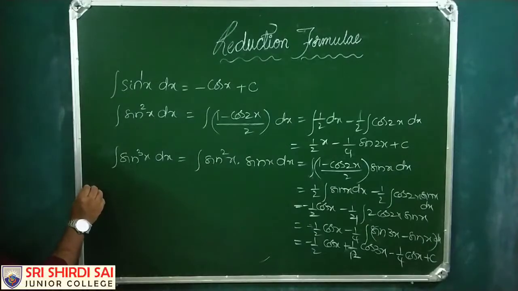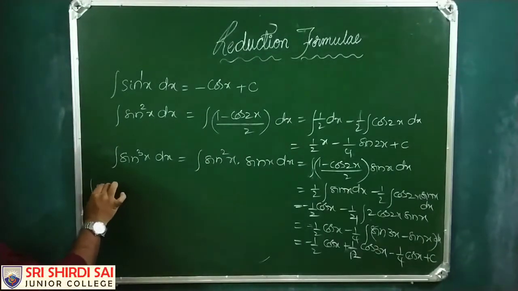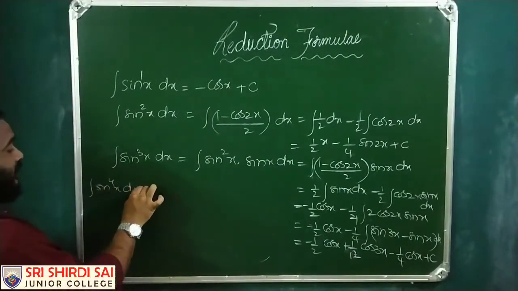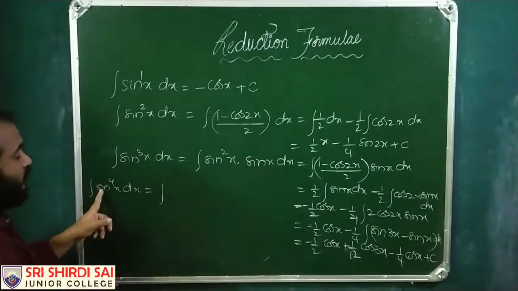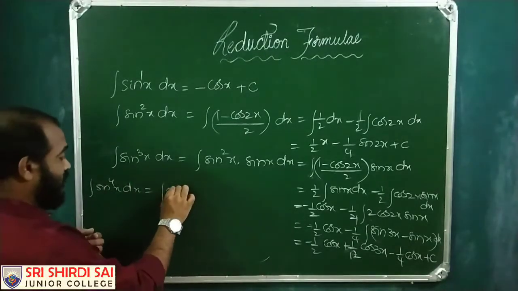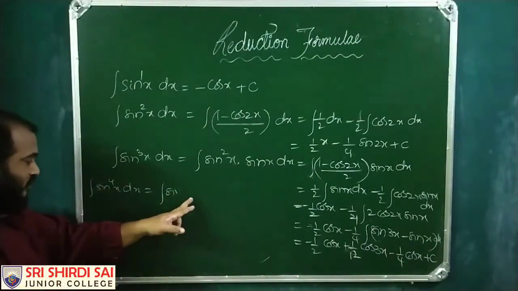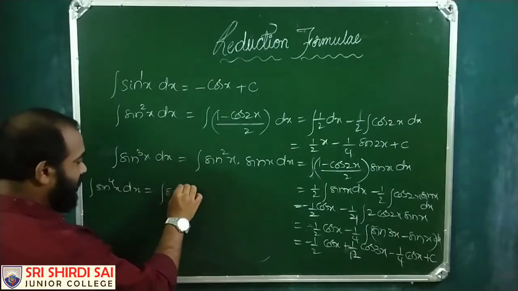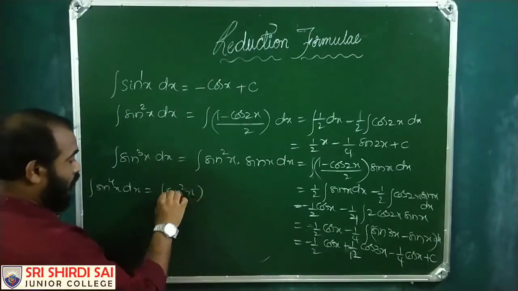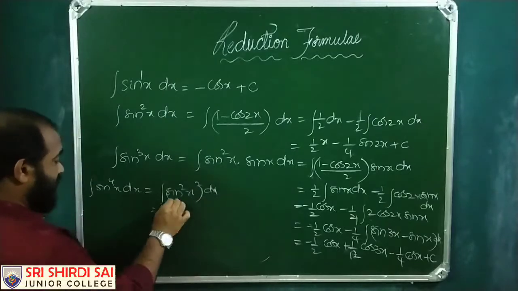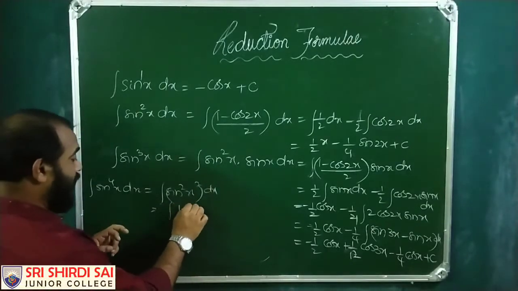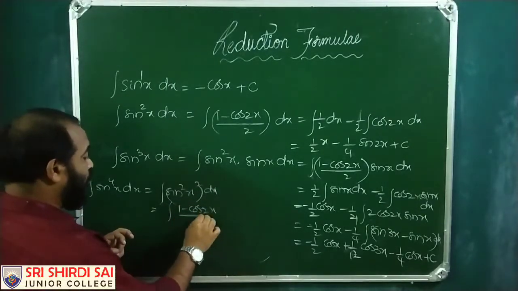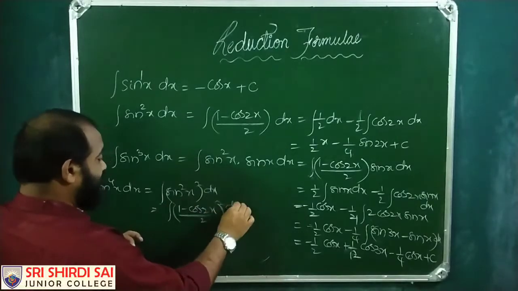And if I am asking you to evaluate integral sin power 4x dx, this is sin square x whole square dx. Sin square x is 1 minus cos 2x by 2, whole square dx.